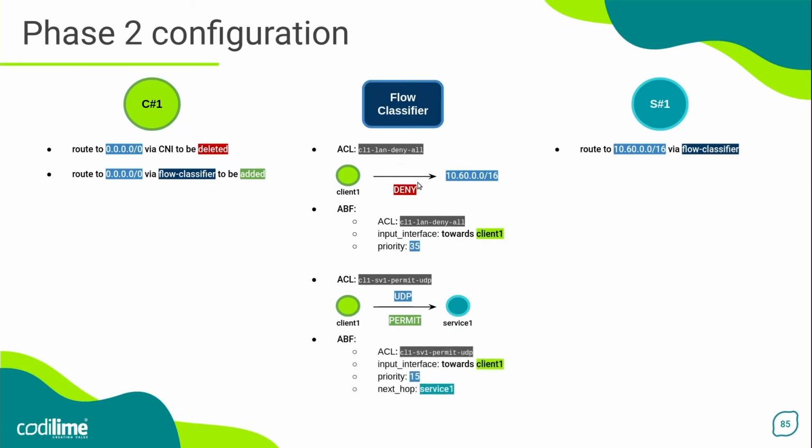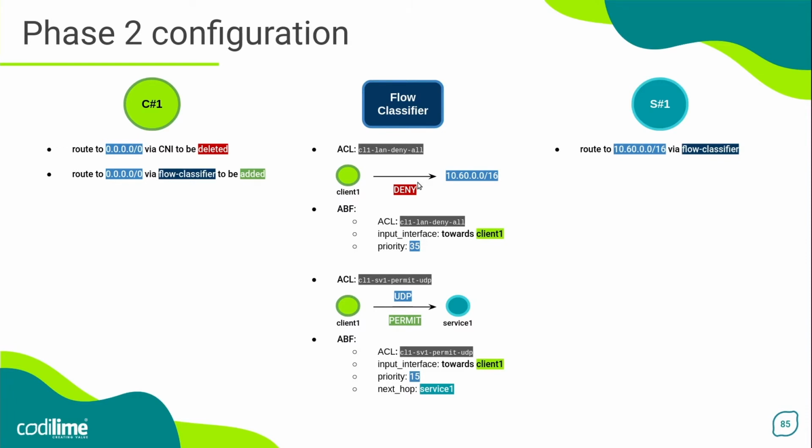Next, we add an ABF using this ACL. We specify the same input interface as for the first ABF, but this time we also need to define the next hop. As you can guess, it will be service 1. Finally, we set the priority equal to 15. The ABF with priority 15 is processed before the ABF with priority 35. This is the one with a deny intent.